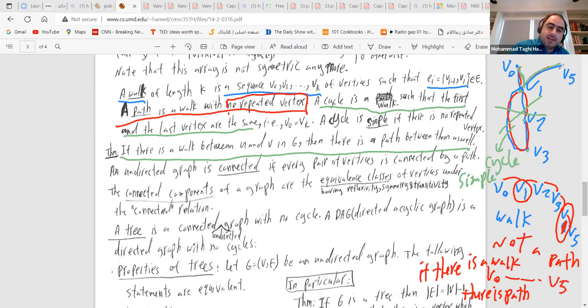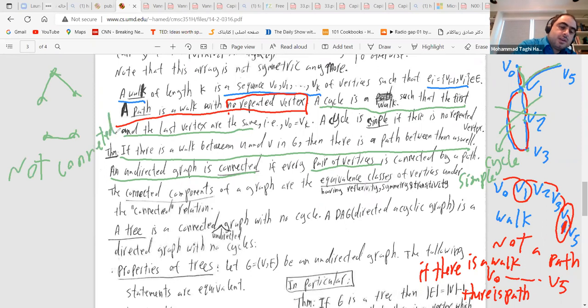The next thing that we are talking about is connectivity. An undirected graph is connected if for every pair of vertices, there is a path between them. If you want an example, consider this graph. It is not connected. Why? Because if this is u and this is v, there is no path between them. However, if we add an edge between u and v, then the whole graph becomes connected.